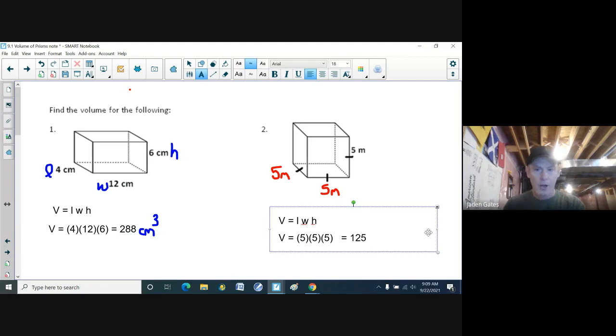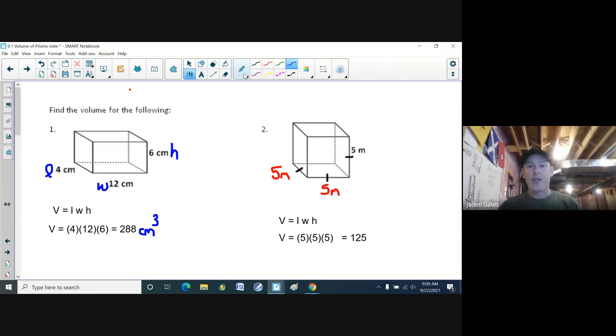I get 125. Now again, this is a 3-dimensional shape where the length, the width, and the height are measured in meters. And so again, it's meters, and it's a 3-dimensional shape. So I put cubed. So it's 125 meters cubed.